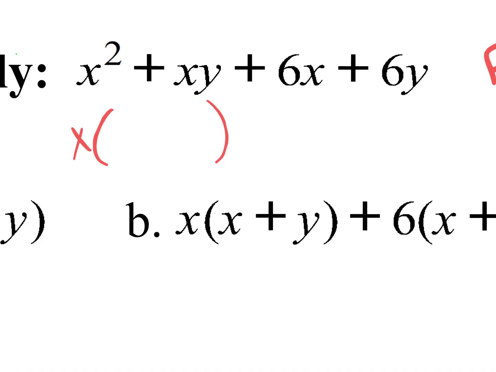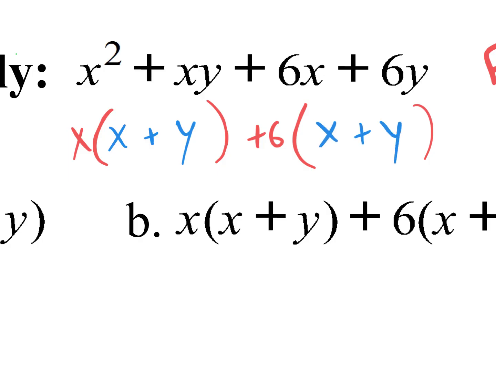And what would be left over on the inside? x times what gets you back to an x squared? x. And how about x times what gets you back to an xy? Plus y. There you go. And now the second group, what could I pull out of these guys? A 6. So I'm going to pull out a positive 6 out here. That's a plus 6. What's going to be left on the inside? x plus y. And that is great because it's the same identical binomial. x plus y here, x plus y here.